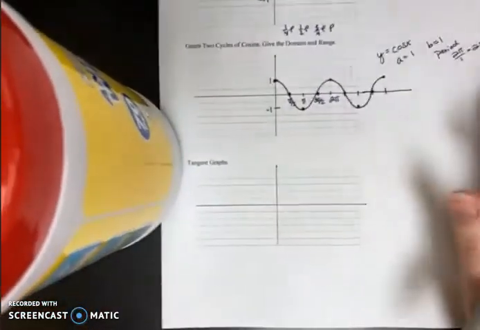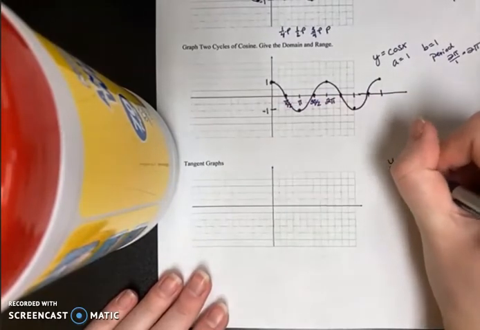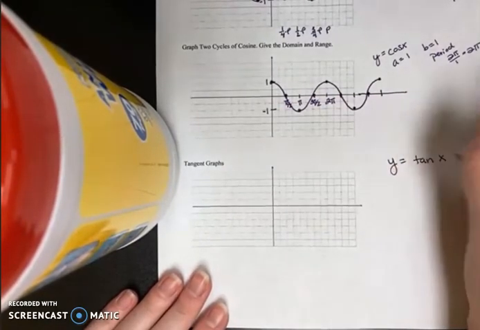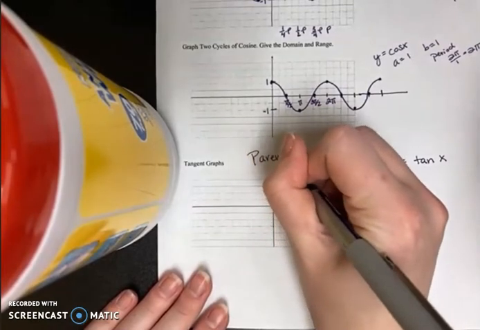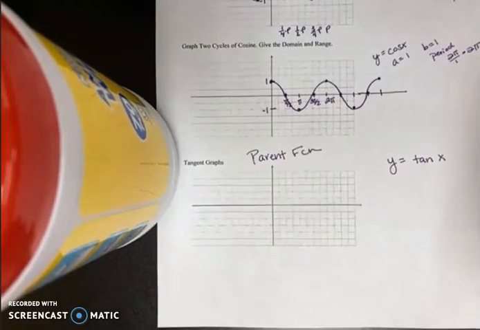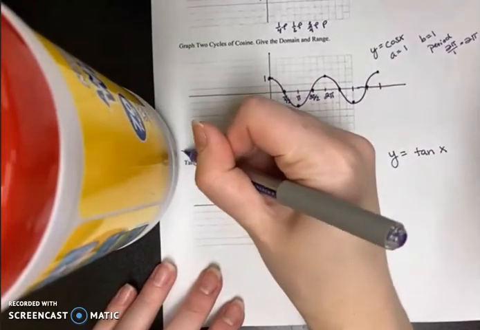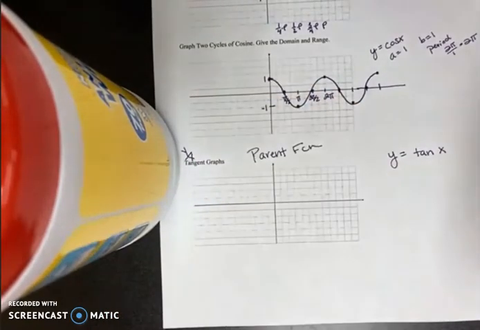Tangent graphs have different characteristics. So we're going to graph y equals tangent x. This is going to be the parent function. Now, if we think about tangent, I want you to remember that tangent in the unit circle we found by doing y over x values. So if we think back to our unit circle, we'll be able to get the shape just like what we did in the introduction to sine and cosine.